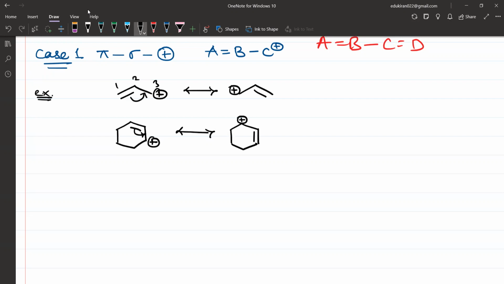Now, what does it signify? It signifies that you have two different sites which are electrophilic. This carbon is electrophilic, and this carbon is also electrophilic. Both of these are electrophilic carbon atoms. Now, write another case, which is very important.